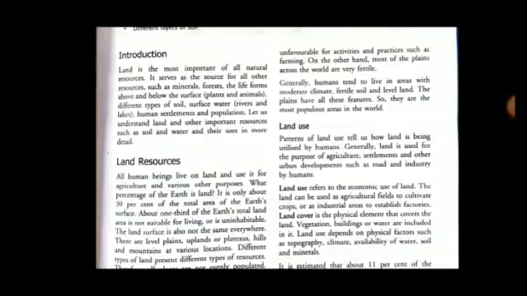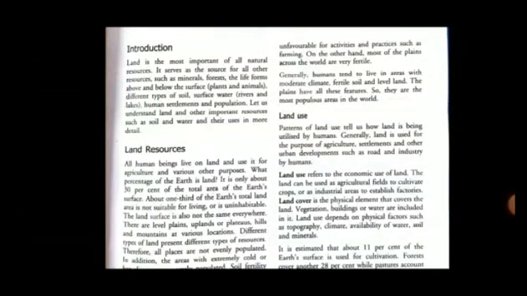Humans want to live in areas with moderate climate, fertile soil and level land. In very simple terms, human beings prefer to live in plain areas. That's why these areas are the most populated areas in the world.